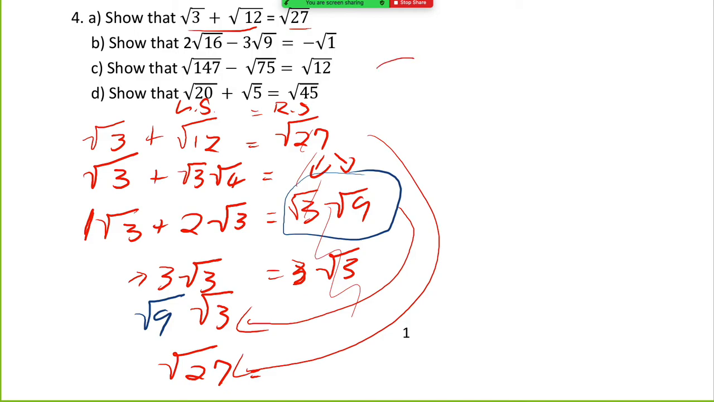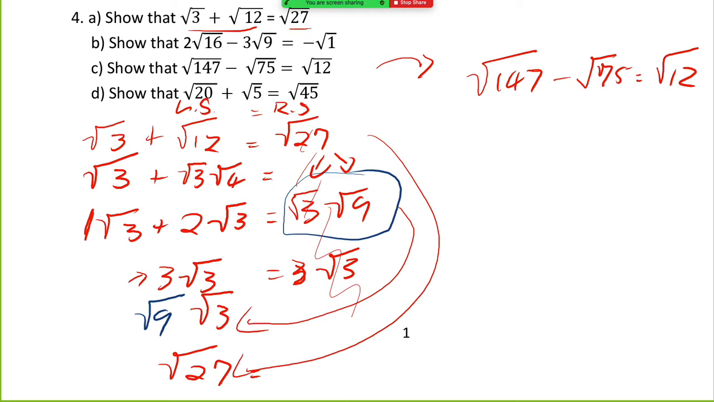Let's try another one. We'll try C here. C says root 147 minus root 75 is equal to root 12. So this one looks a little trickier. We're going to have to definitely break this down. Breaking down 12 will probably be helpful too, but we'll start with the larger numbers we have.